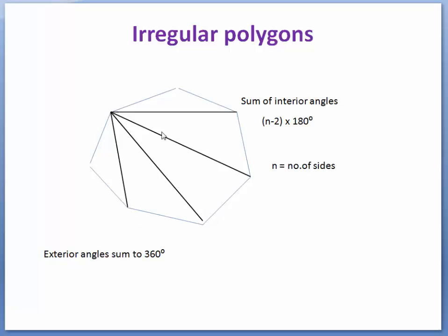So the sum of the interior angles is 180 degrees, and in this particular polygon it will be multiplied by 1, 2, 3, 4, 5, the number of triangles we've got there, which is 180 degrees for each triangle. So the standard form is n minus 2, where n means the number of sides, times 180 degrees. So that's the sum of the interior angles. And remember, as we said previously, the exterior angles add up to 360 degrees.